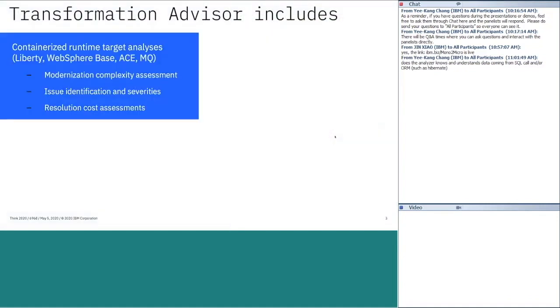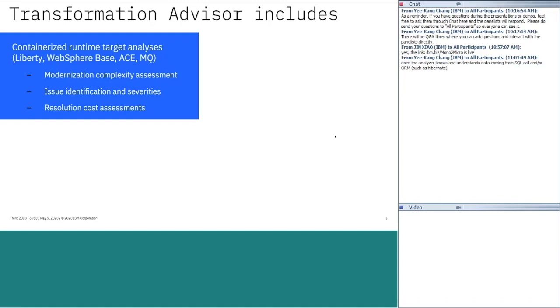Okay, so just to give an overview of what Transformation Advisor does. The first capability is about assessing what it will take to adopt runtimes that are running in containers. And we have Liberty, WebSphere Base, ACE, and MQ are all targets that we can do an assessment against. And we give you the complexity assessment, so that's the simple, moderate, or complex to adopt that runtime target.